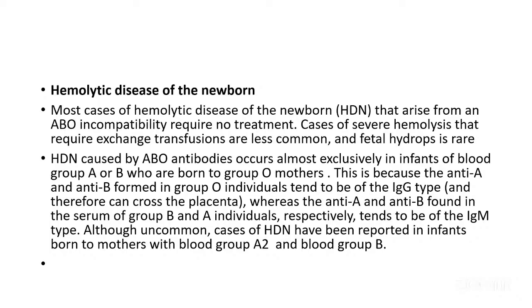HDN caused by ABO antibodies occurs almost exclusively in infants of blood group A and B who are born to group O mothers. This is because the anti-A and anti-B formed in group O individuals tend to be of the IgG type and therefore can cross the placenta, whereas the anti-A and anti-B found in the serum of blood group B and A individuals, respectively, tend to be of the IgM type. Although uncommon, cases of HDN have been reported in infants born to mothers with blood group A2 and blood group B.